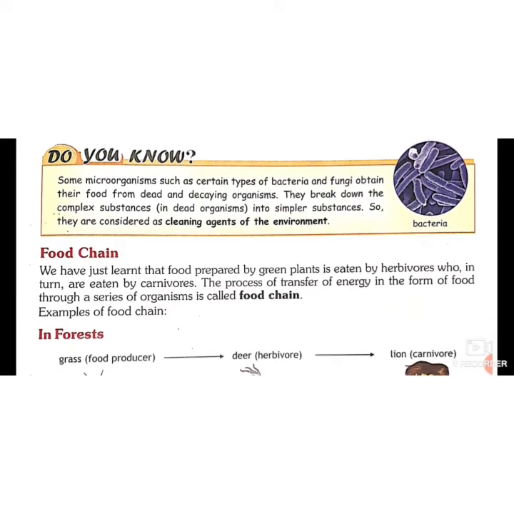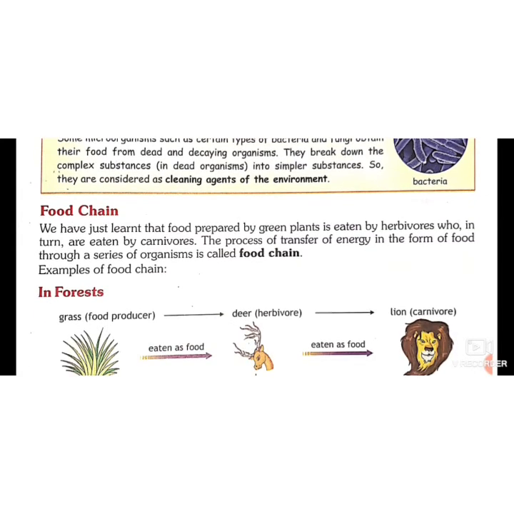Now, do you know some microorganisms? Microorganisms means very small organisms which we cannot see with unaided eyes. So they are bacteria or fungi. They also obtain food from dead and decaying organisms, and they break down the complex food into the simple one. And breakdown of complex into simple one is called digestion. So they are considered as cleaning agents. They clean the environment by decomposing the dead part.